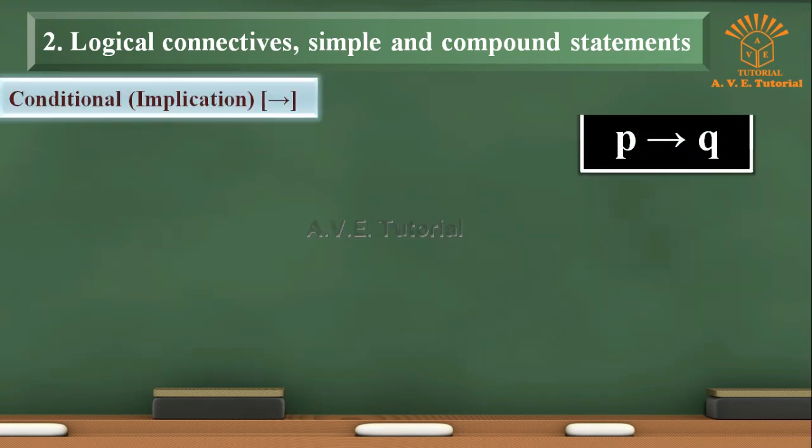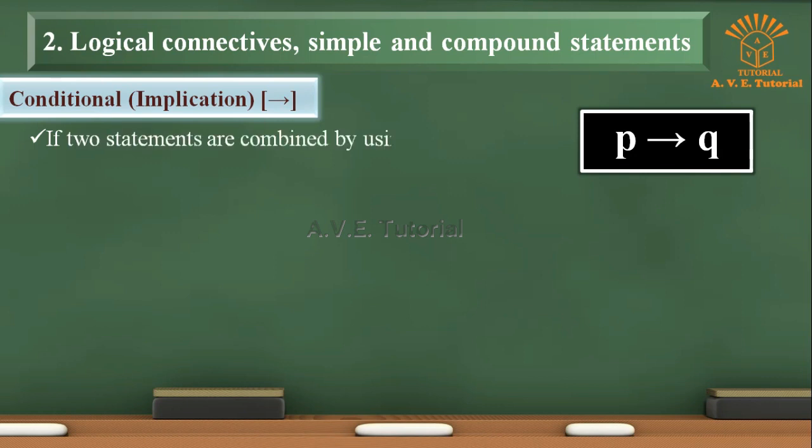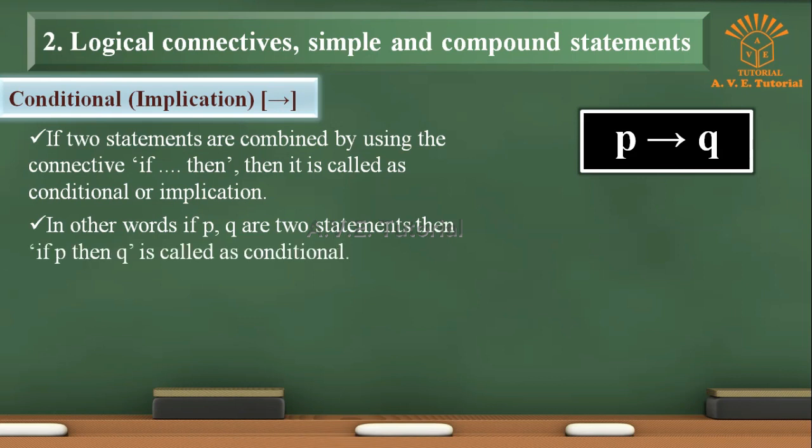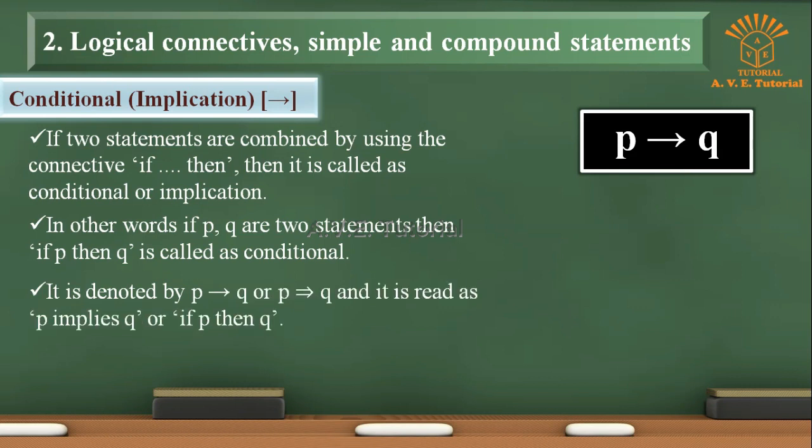Conditional, also known as implication. If two statements are combined by using the connective if then, it is called a conditional or implication. In other words, if P, Q are two statements, then if P then Q is called a conditional. It is denoted by P → Q, and it is read as P implies Q or if P then Q.